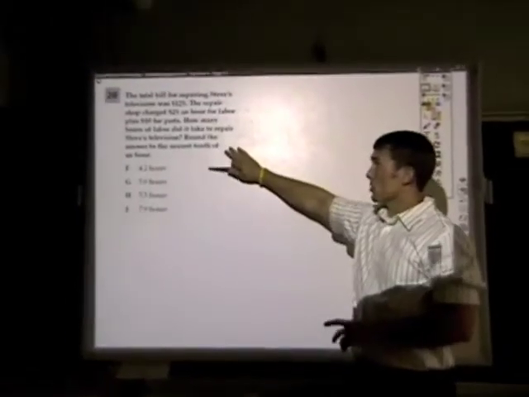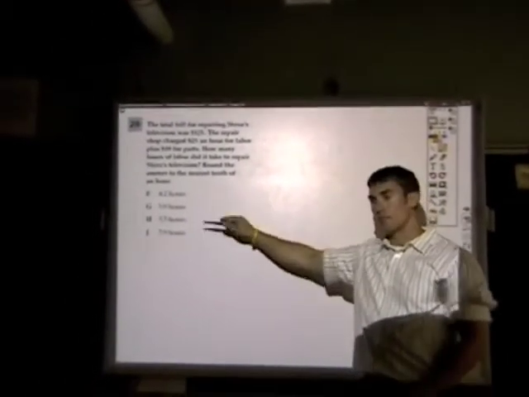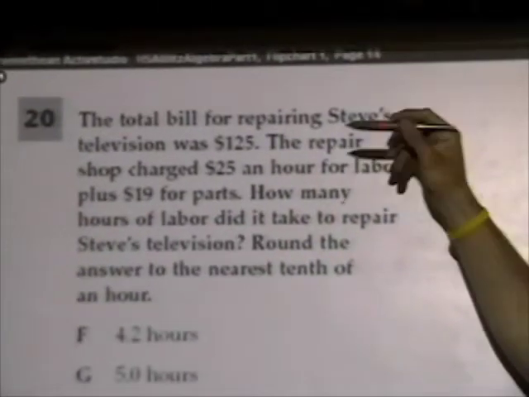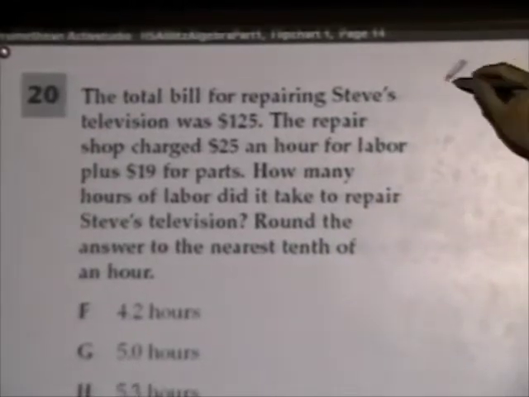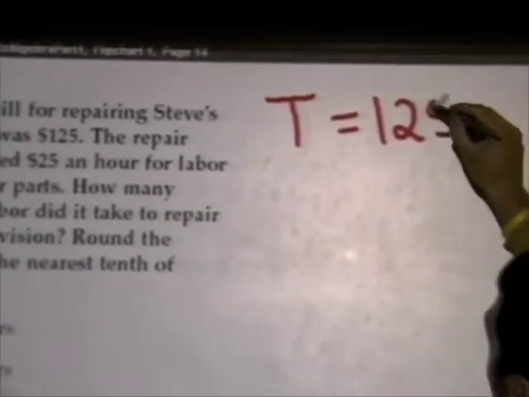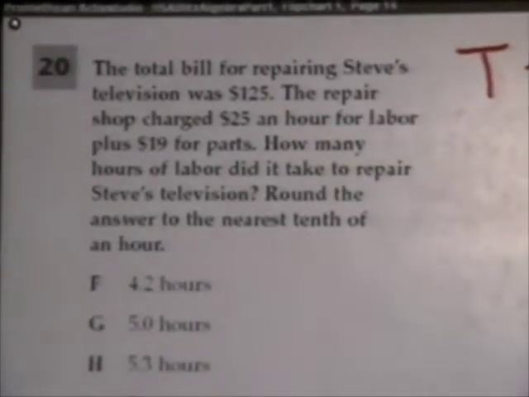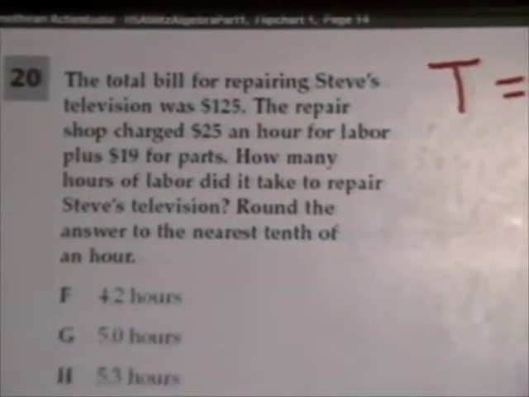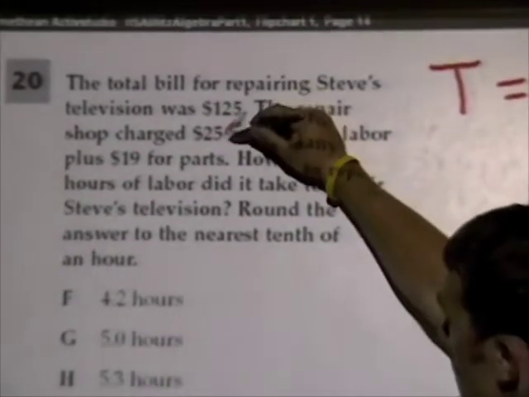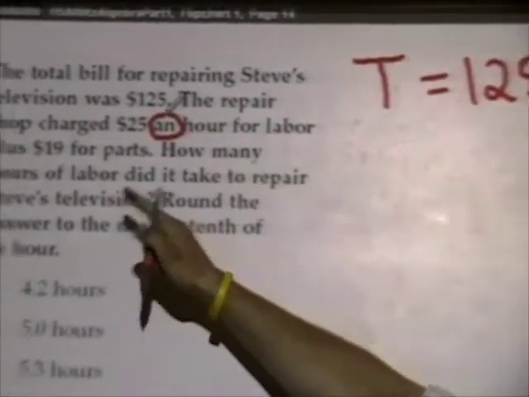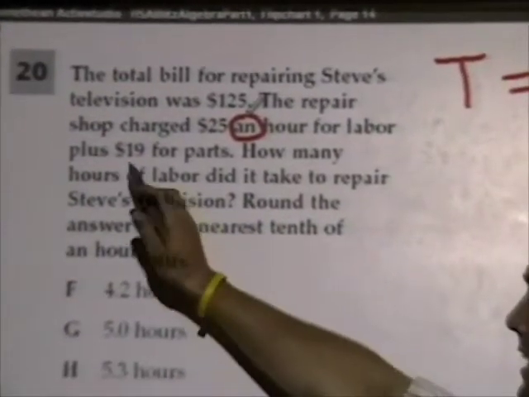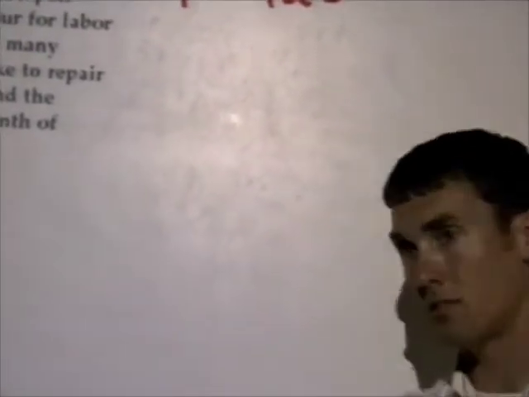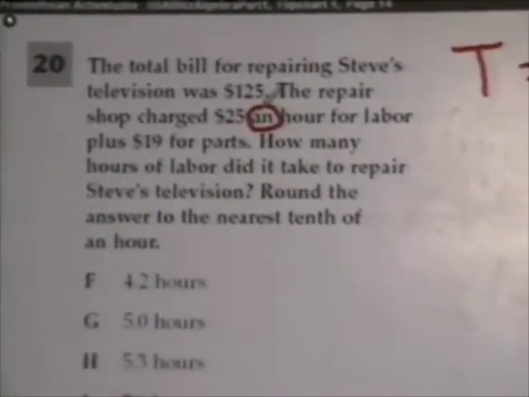And all we did is pick out key numbers, a key word, and whatever our operation is. We have our equation. So we picked out how to make an equation. In this question, we're going to have to make the equation and also find the answer, given one of the variables. So Steve wants to repair his television, and the total bill was $125. The repair shop charged him $25 an hour. Well, $25 an hour, we can say $25 per hour. It means the same thing, but that is a key word. For labor, plus $19 for parts, all right?